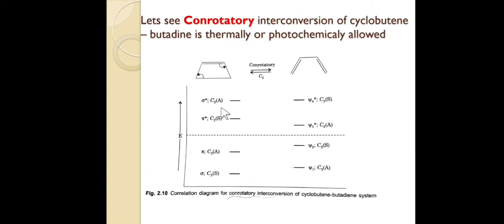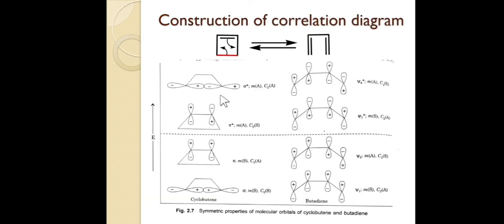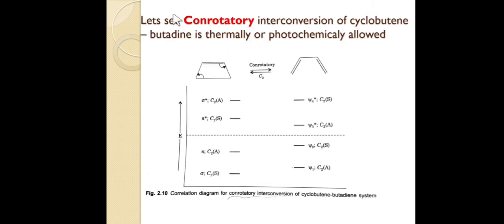So once we assign the symmetry for each and every orbital, now we need to consider the con or dis rotation. So let's see the conrotatory interconversion of cyclobutene to butadiene, whether it is thermally or photochemically allowed. Now we have constructed the molecular orbitals, so let's connect the orbitals having the same symmetry.